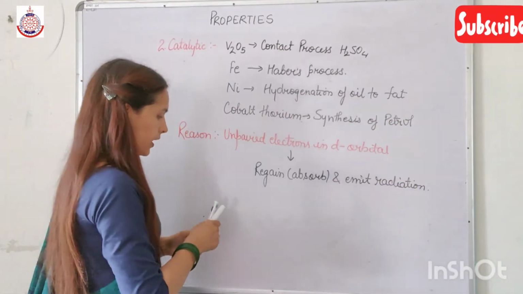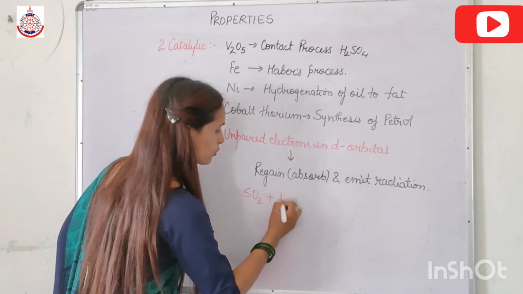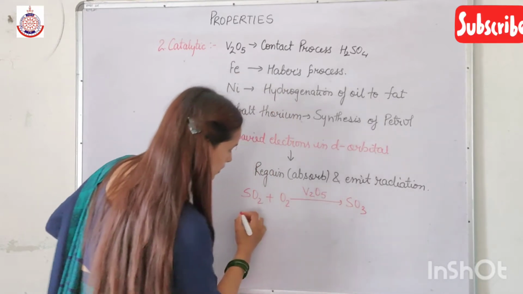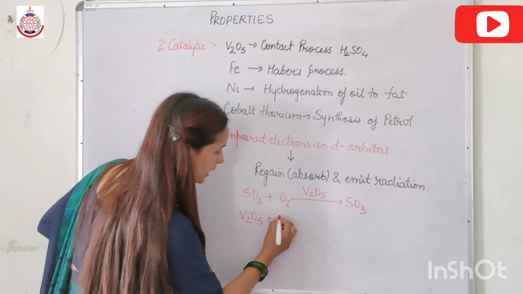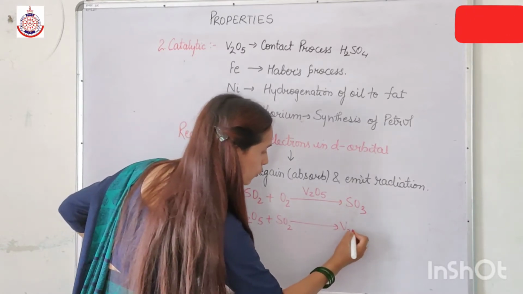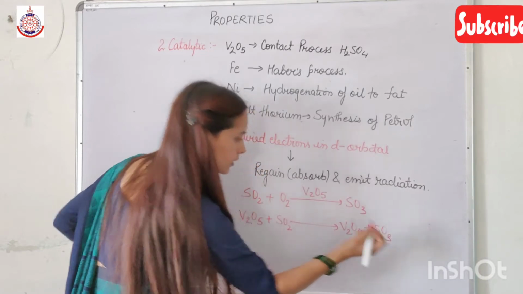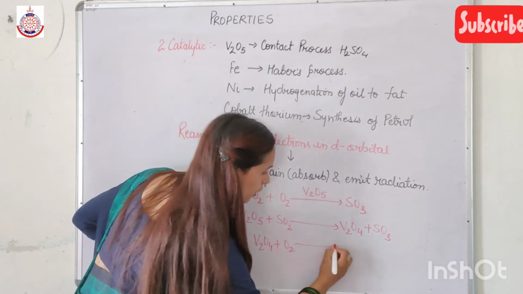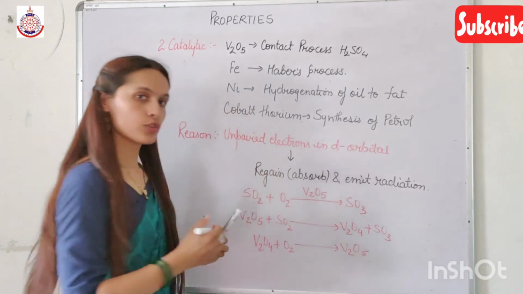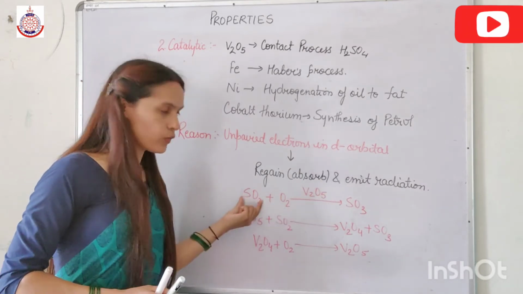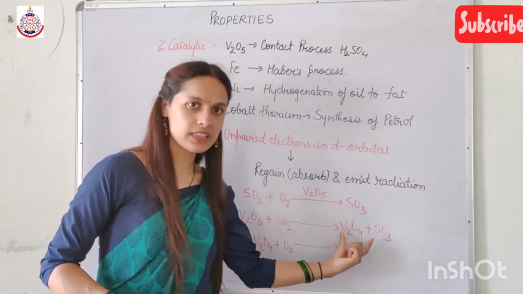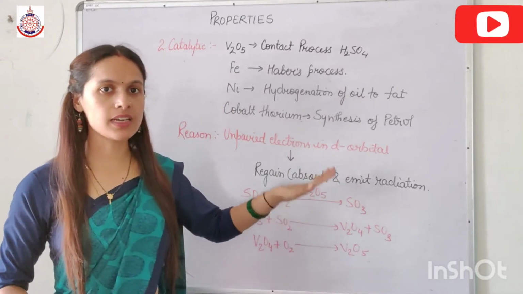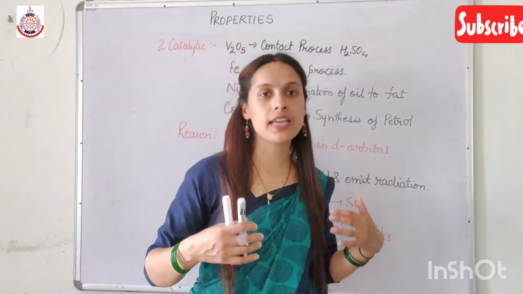For example, SO2 reacts with O2 to form SO3 in the presence of V2O5. So this V2O5 first reacts with SO2 to form V2O4 plus SO3. Clear? And then this V2O4 reacts with O2 to form V2O5. So first it reacts with one of the reagents to form a complex, and then this complex reacts with the other reagent to regain itself. So in this way they behave as a catalyst.